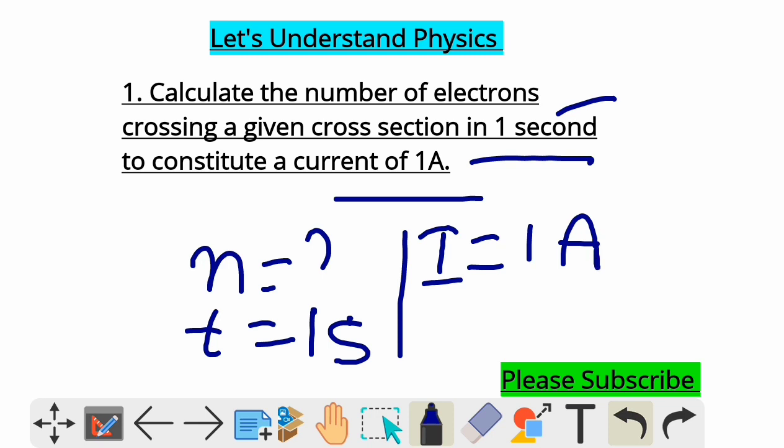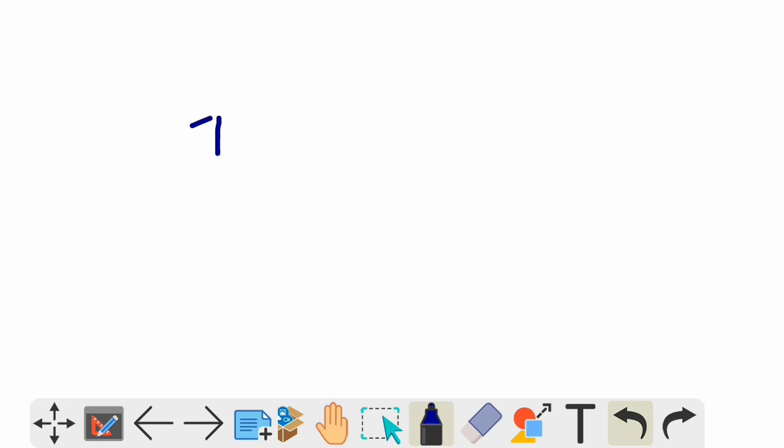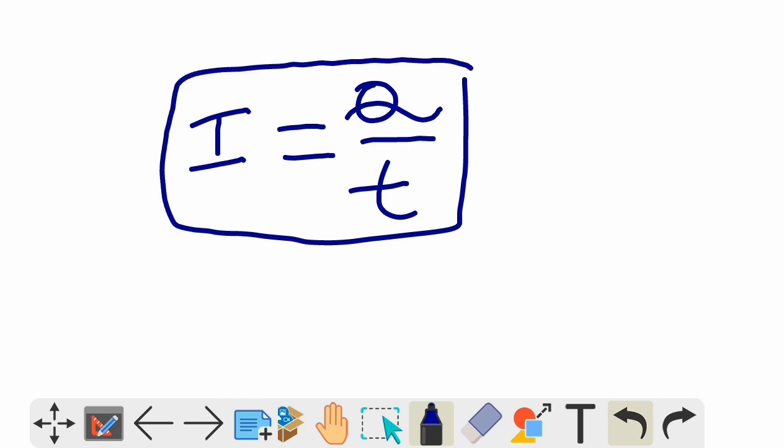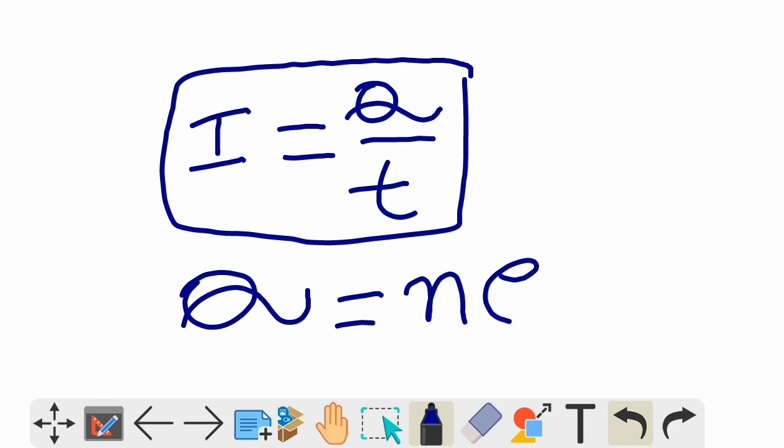So you know the current formula, isn't it? What is the current formula with respect to charge and time? Because they are asking for the number of electrons, you have to use the formula with respect to charge for current. Understood? Now let's see. We'll take the formula current I is equal to Q by t. Okay, this is the formula. Now here Q is equal to nE. This you have to take.